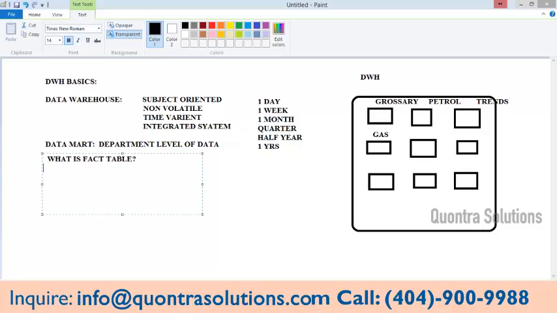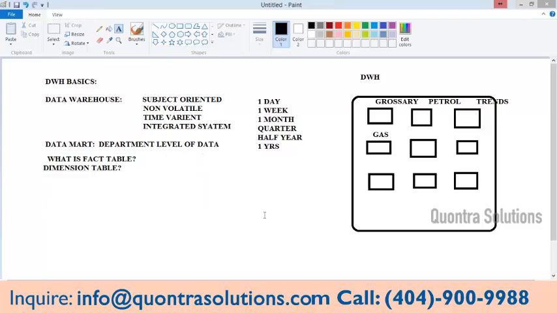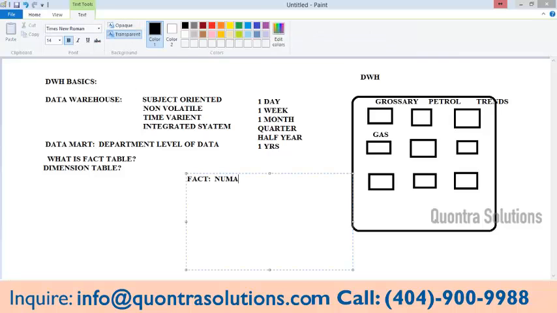What is a fact table and what is a dimension table in the data warehouse? We have two types of tables in the data warehouse: the fact table and the dimension table. A fact table contains numeric data, which are measures, and a dimension table contains descriptive data.